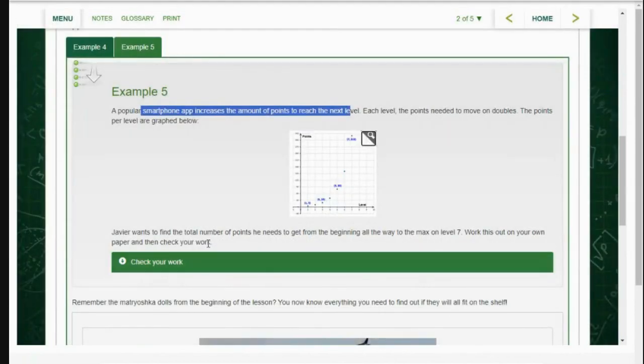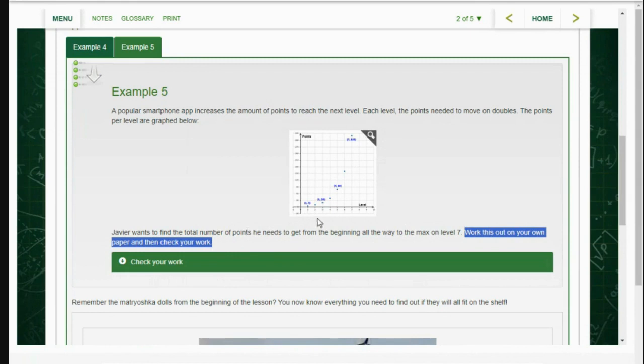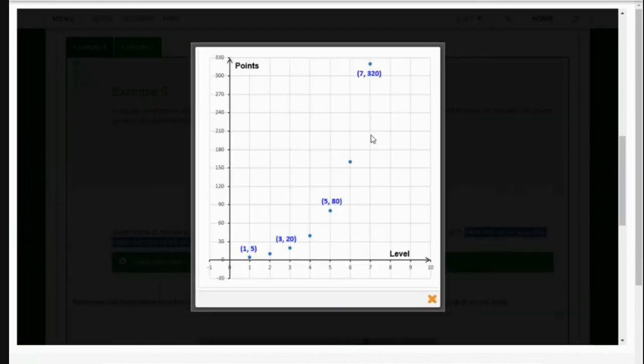All right, and he wants to find the total number of points to get to the maximum level 7. So if I'm starting from 0, how many points would I need? You've got to add all those together. It says work this out on your own paper and then check your work. Let's do that example real quick just to show you how you need to use these lessons. You find these problems, you work the answer, and then you check your answer.